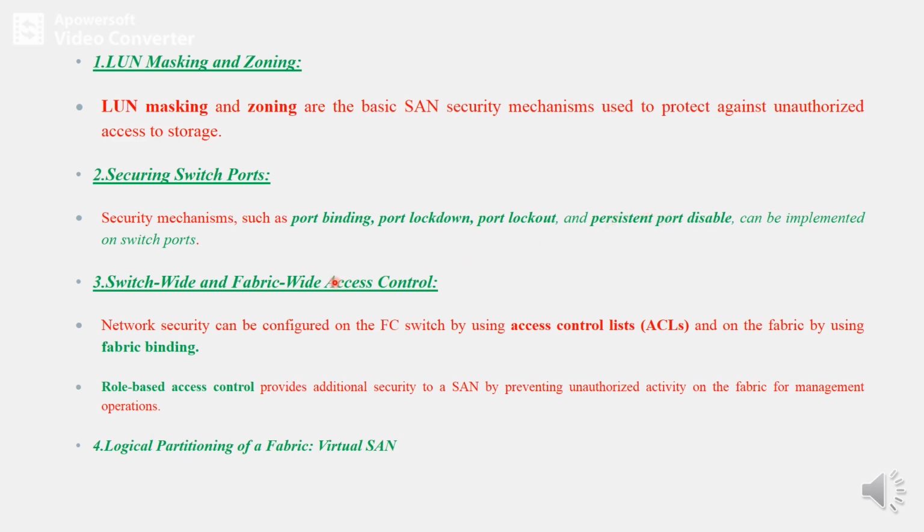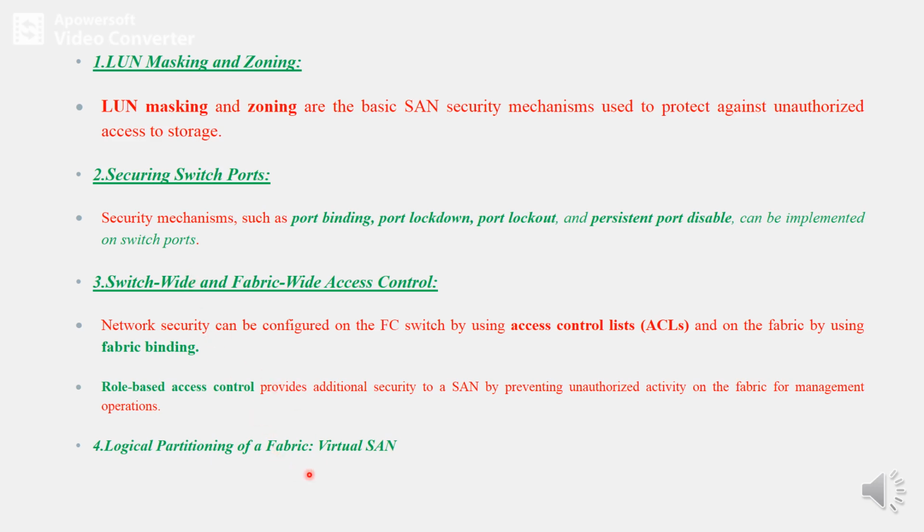So the next technique is switch-wide and fabric-wide access control. Here, network security can be configured on the FC switch by using access control lists (ACLs) and on the fabric by using fabric binding. We can also have role-based access control, which provides additional security to the SAN by preventing unauthorized activities on the fabric. The last concept is logical partitioning of a fabric, that is virtual SAN.